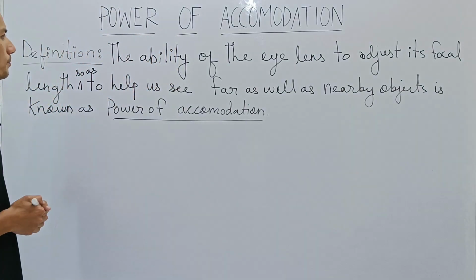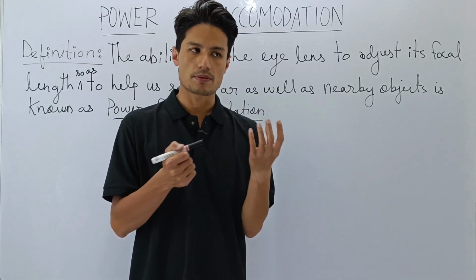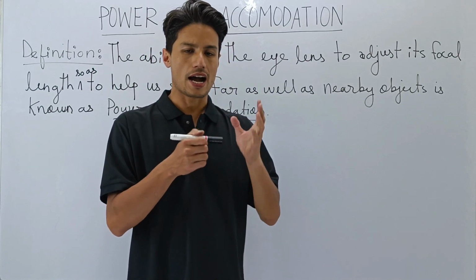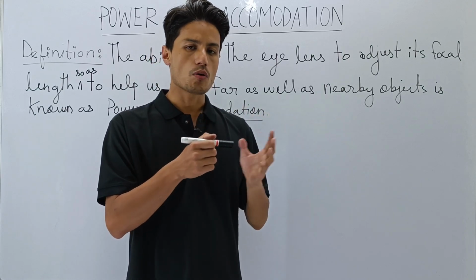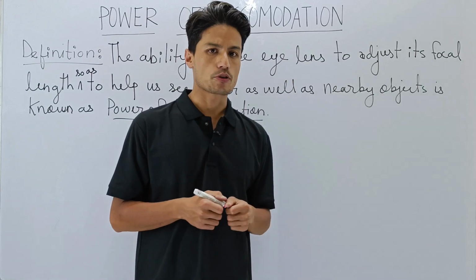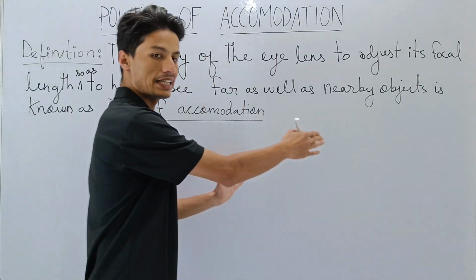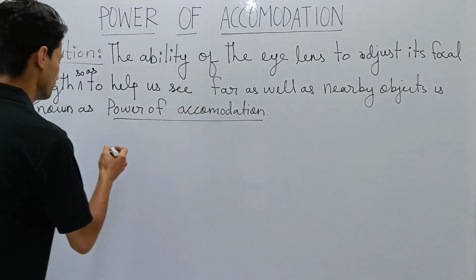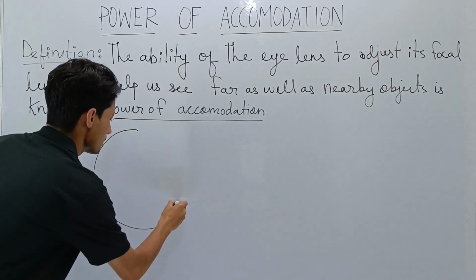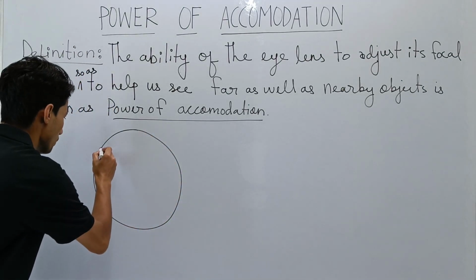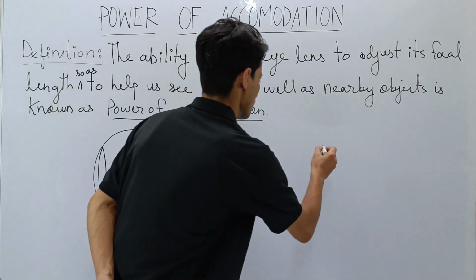Now let us understand in detail, with a diagram, what happens or how our eye lens behaves when light comes from a far object, and how our eye lens behaves when light comes from a near object. So let us draw two diagrams, one for far and the other one for near. So let us draw an eyeball here. Let's say this is the eyeball. Then our lens is here. So this is our lens. Then let me draw another one here also.